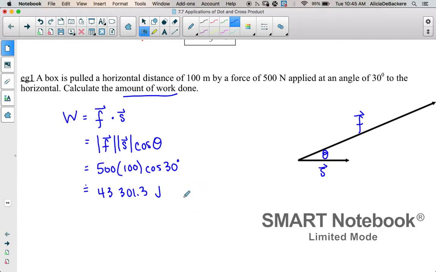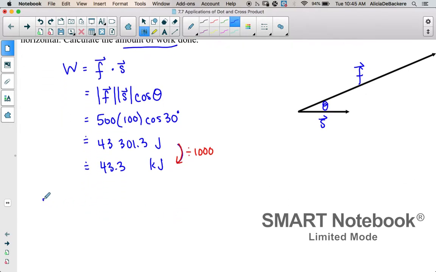And sometimes what you'll see in the answers, especially when it's such a big number of joules, is they convert it to kilojoules. So if I think about meters and kilometers, there's a multiplier of 1,000 between the two. So when I'm going to the bigger unit, I'll divide out. I'll just put that in a different color. I'll divide out by 1,000. And so that would equal 43.3 kilojoules. And then we'll write a sentence here.